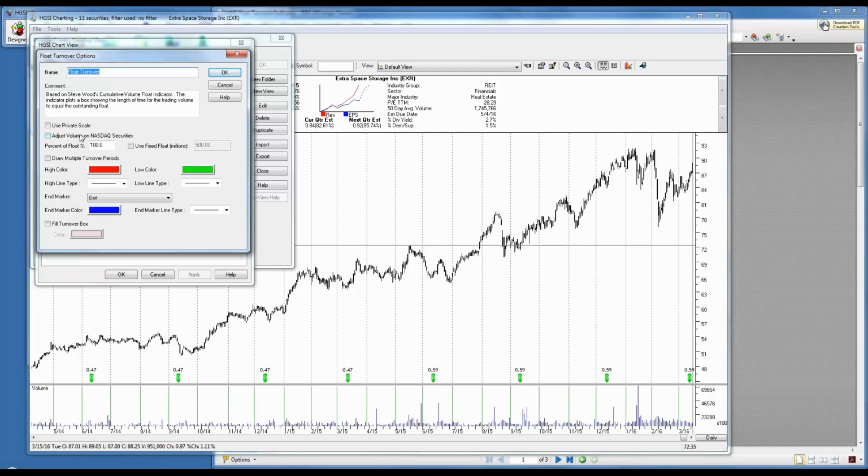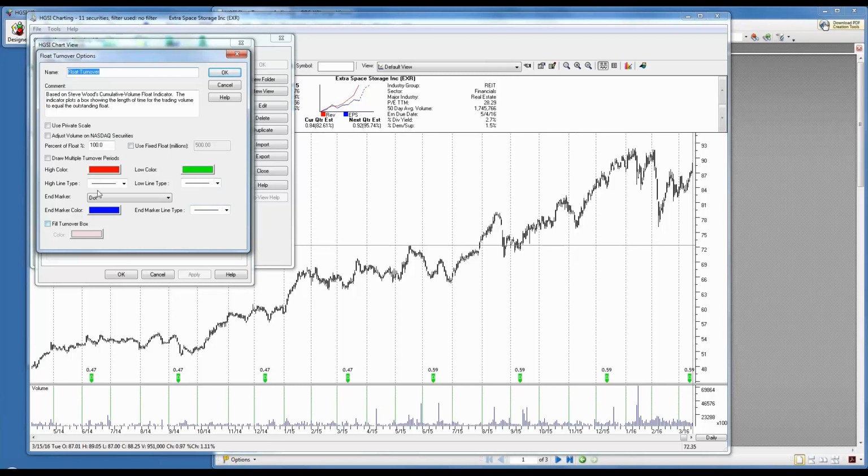But we do support it, and if you check this box and the security you're looking at is on the NASDAQ exchange, we will adjust the volume. We basically divide all the volume by 2 if this checkbox is on and it's a NASDAQ security. I don't actually recommend anyone use this. It's not a very practical option. These two, the percent of the float and the fixed float, I'll talk about here in a second once I get the indicator up.